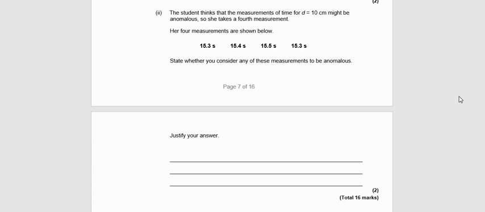The next question is about anomalies. Would you consider any of these measurements to be anomalous? Everyone that I've seen so far has got this correct. None of these measurements are anomalous.